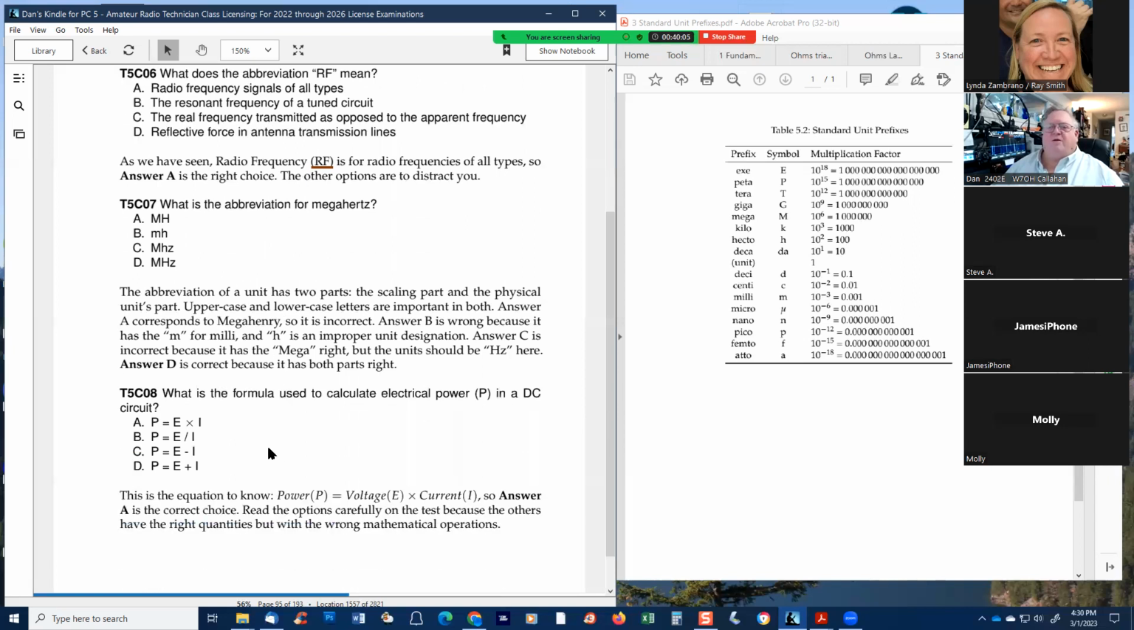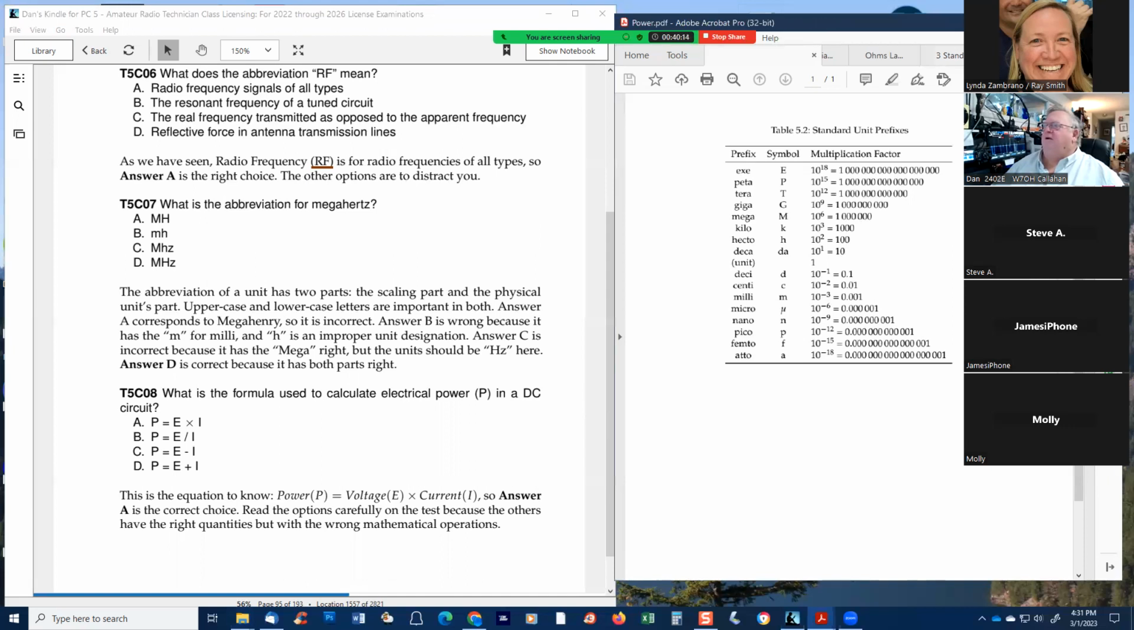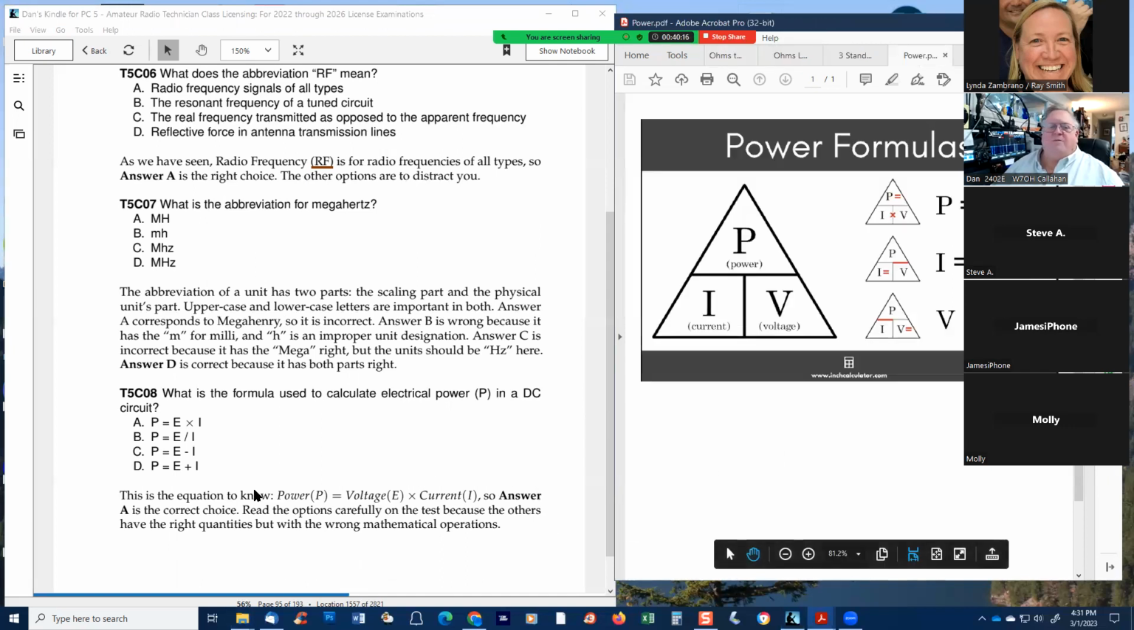And the formula to calculate power in a DC circuit, well, here it is. I showed you Ohm's law, but this is the power formula. If you want to know power, you multiply current times voltage. And that's what's described here. Power equals E times I.